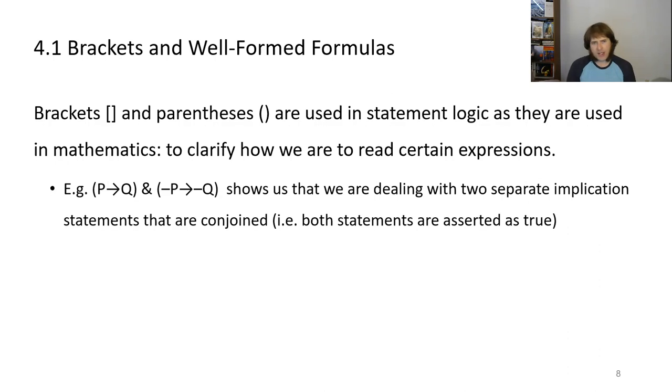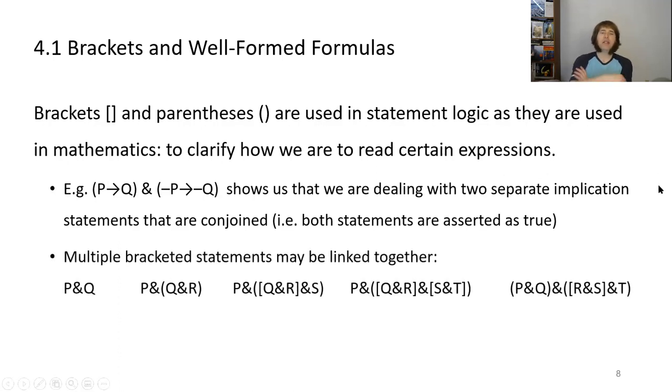So, an example like this, we've got if P then Q and not P, if not P then not Q. What we have here is really two different implication statements that are conjoined. So what's really being asserted in one line here is it's saying it's true that if P is true, then Q is true, and it's true that if not P is true, then not Q is true. All right? So we can formulate it in that kind of way.